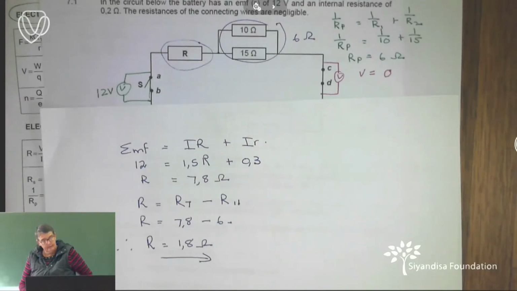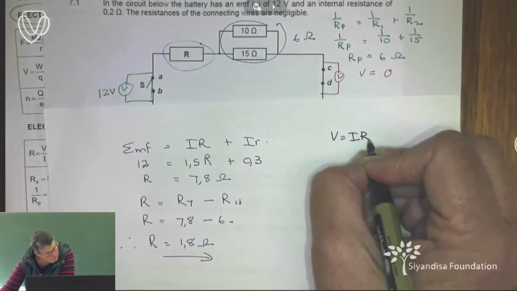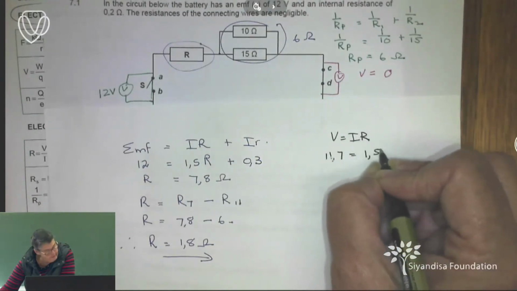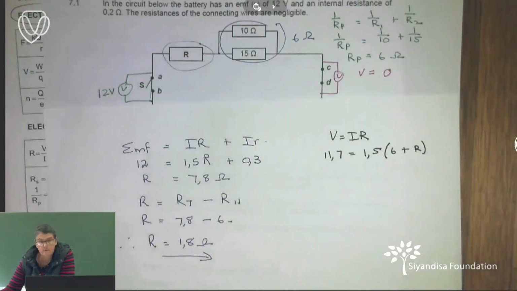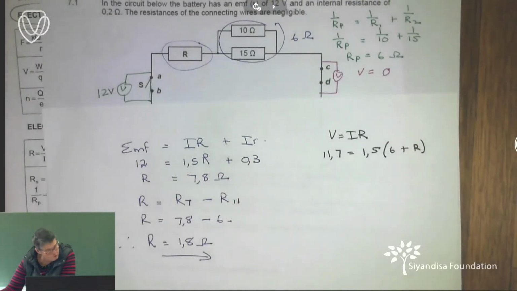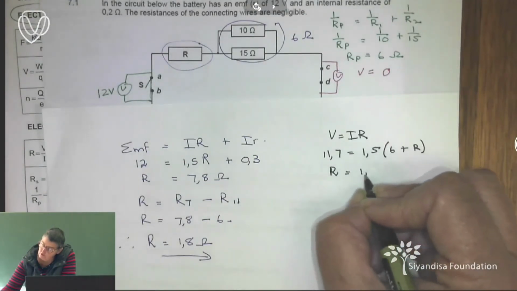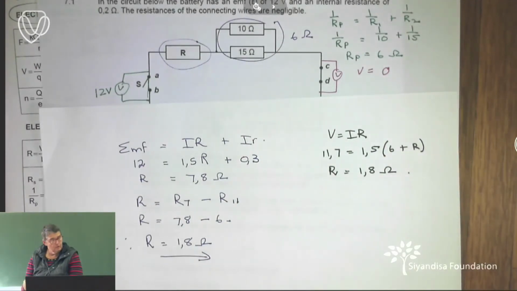You could have done it that way, or the other way that you could have done it, maybe some of you would have found this a little bit easier. You could have used the formula V is equal to IR, right? Then you say 11,7 is equal to 1,5 times by 6 plus R, okay? You then solve for R, and you should then get that R is 1,8. Right, that one looks a lot easier. The maths is just a little bit more difficult.